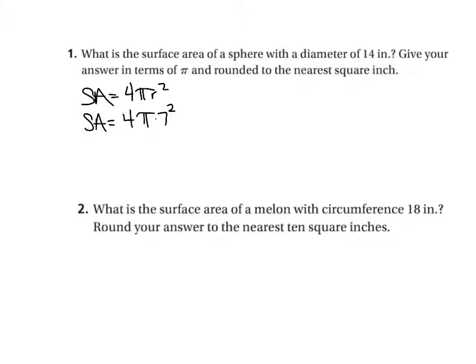So if I were to just leave it in terms of pi, I'm going to take my 4 times 49 and get 196 pi. If the directions say leave it in terms of pi, that's what you'd write. If you want to round it to the nearest square inch, then go ahead and multiply that by pi, and you get 615.7, so I'd round that to 616 inches squared.